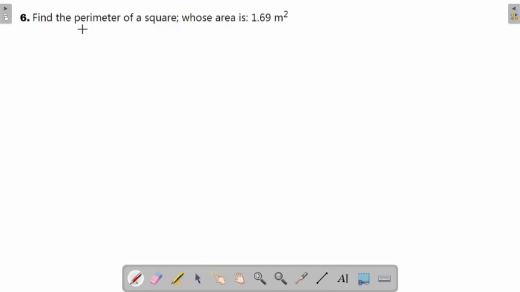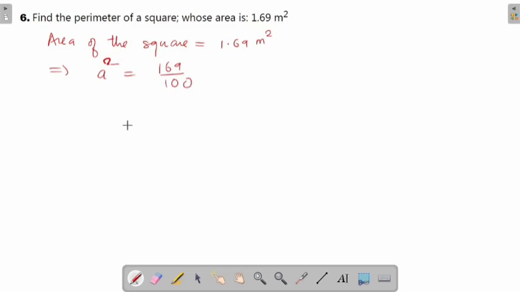Now you need to find the perimeter of a square whose area is given to be 1.69 meters square. So the area of the square is given to be 1.69 meters square, right? Now you know the formula for finding area is a square for a square, remember. So a square is 169 by 100. Can I say that? Yes.